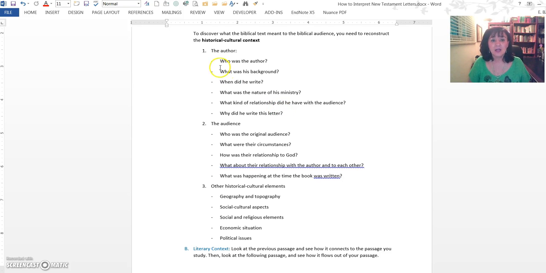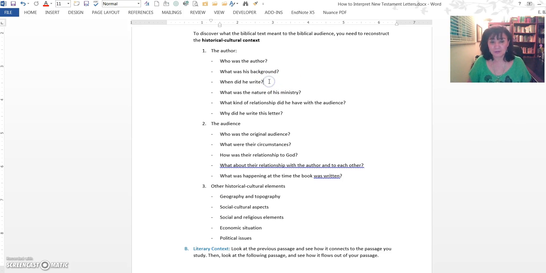study on the author, just address this question: who is the author? And you say the author was, for the Book of Acts, Luke. What was his background? Well, he came to Christ after Jesus was risen from the dead. He accompanied the apostles. He did very thorough research and investigation, and then he wrote the Book of Acts.